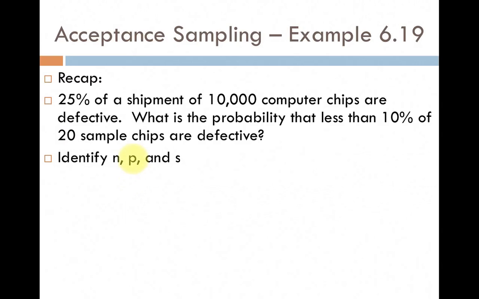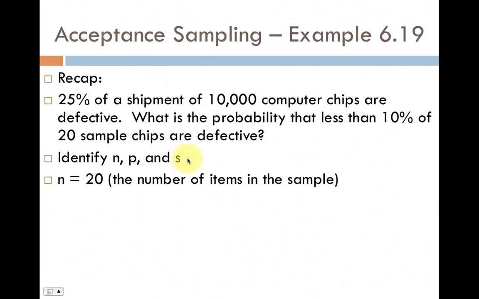P is the probability of success on a single trial. Success for this problem means a defective computer chip. So P is the probability that a chip is defective. And we know that that is 25%. 25% of the shipment is defective, so the probability that a single chip is defective is 25%. S, the number defective, is going to come out of the words less than 10% of 20. So we have to figure out 10% of 20.